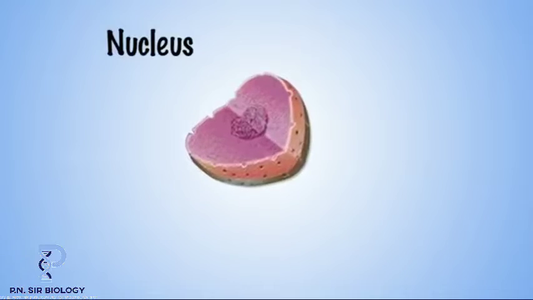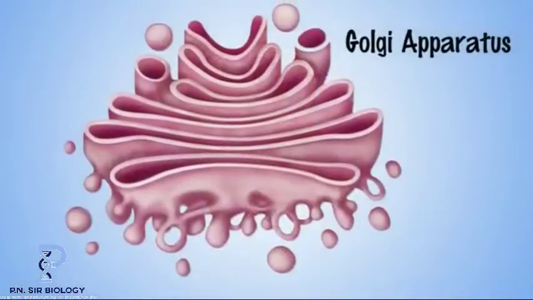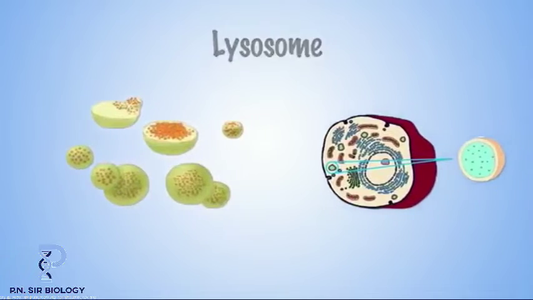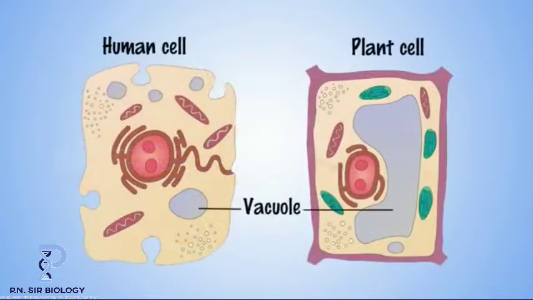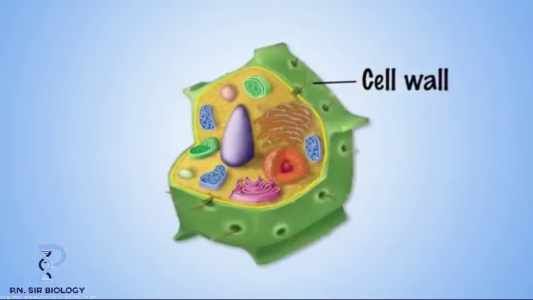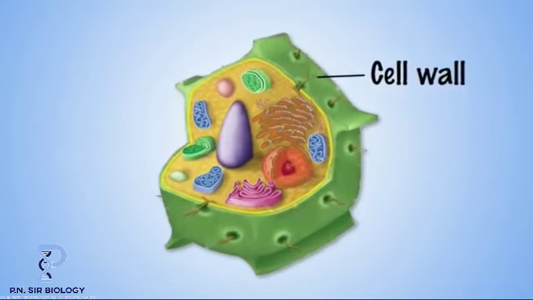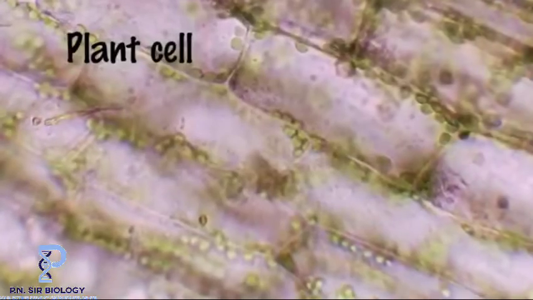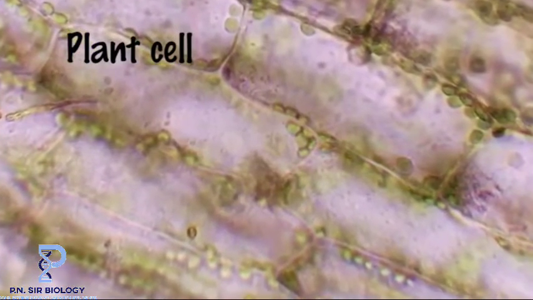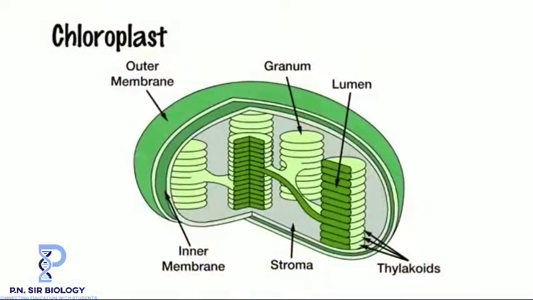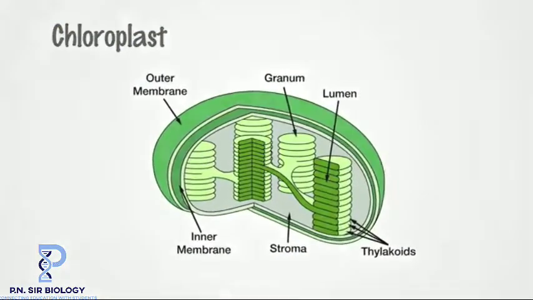The cytoplasm contains a nucleus, mitochondria, Golgi bodies, lysosomes, endoplasmic reticulum, ribosomes, and vacuoles. Plants have an additional boundary wall called the cell wall, which is absent in animal cells. Plant cells have large liquid-filled vacuoles, which occupy most of the volume in the mature plant cell. Plant cells also contain chloroplast, which is absent in animals.